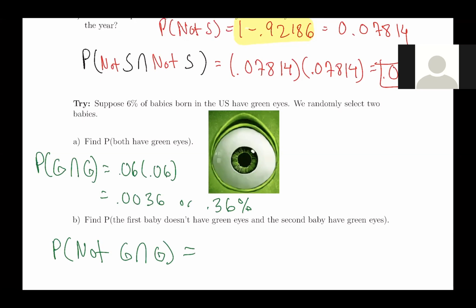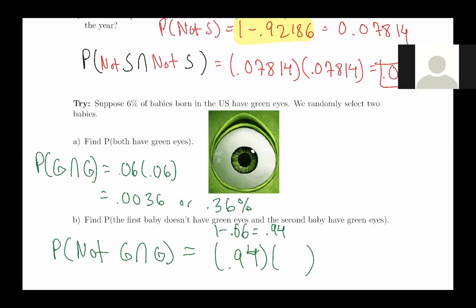If you think about it, this should be mutually exclusive, because either your baby has green eyes or your baby doesn't have green eyes. So for this one, if I know 6% of babies have green eyes, and I want to find the probability that they don't have green eyes, you do 1 minus the probability they have green eyes. So you do 1 minus 0.06, which gives you 0.94. So that's the percentage of babies that don't have green eyes.